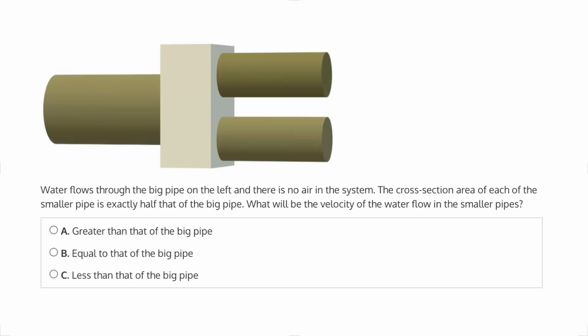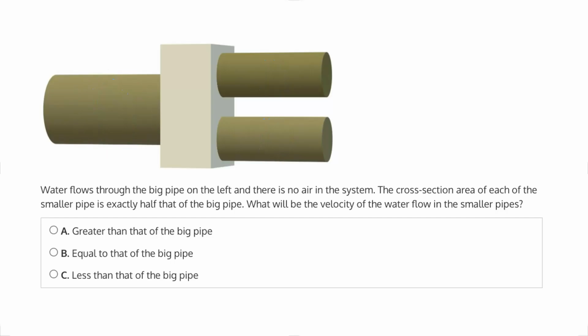the big pipe. So by cross-sectional area, we're referring to this cross-sectional area here for the top smaller pipe and here for the bottom pipe. And this means that either one of these cross-sectional areas is equal to half the cross-sectional area of the big pipe, or in other words, the sum of both of these cross-sectional areas is equal to that of the cross-sectional area of the big pipe.